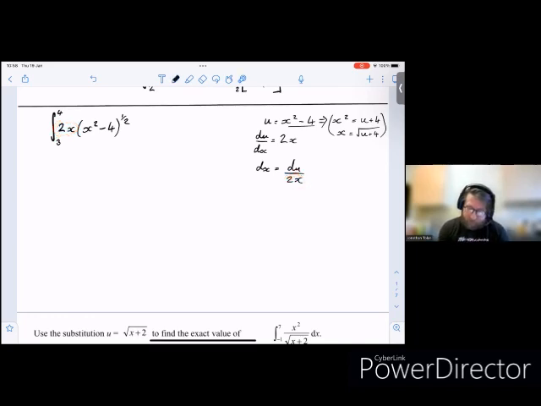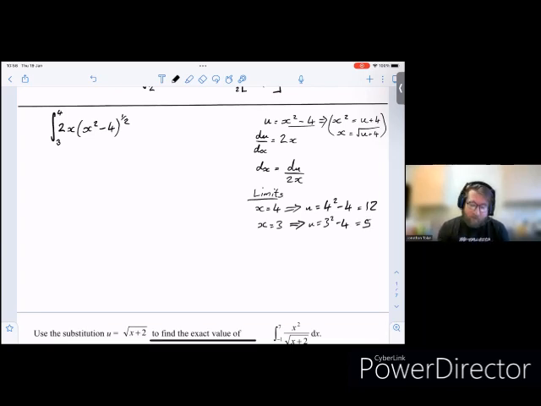The other thing we need to look at is the limits. So the top limit, x equals 4. So u equals x squared minus 4, which is 12. And if x equals 3, u equals 3 squared minus 4, which is 5. So that's everything we need.